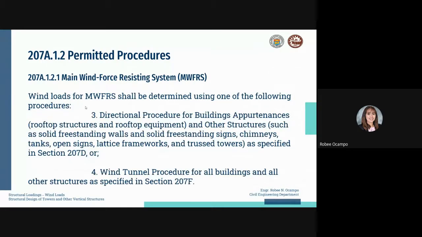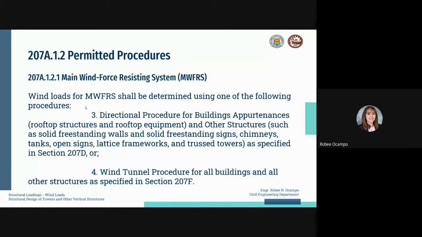Okay? So, there's another procedure, what we call the directional procedure. But these are for the building appurtenances. Okay? So, yung mga equipments or mga rooftop structures or equipments located at the rooftop and other structures. So, dito papasok yung solid freestanding walls, also the solid freestanding signs, the chimneys, the tanks, the open signs, and of course the lattice frameworks and truss towers. So these are specified in the section 207D of our NSCP.